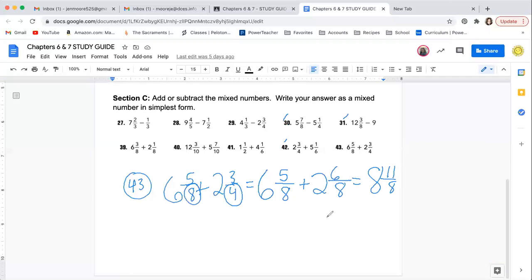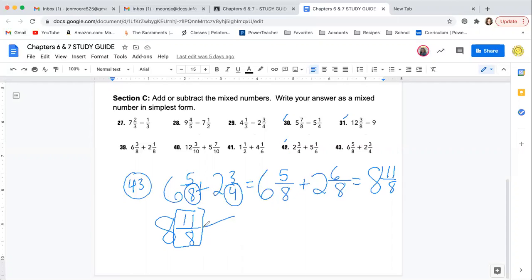So that's bigger than 1 whole, right? I can't leave it as 8 11/8 because that's an improper fraction. So I'm going to go and convert this guy. How can I pull apart 11/8 into 1 whole and then the extras? How many eighths would make 1 whole? So here's the improper fraction.